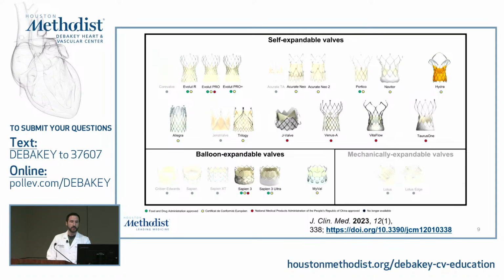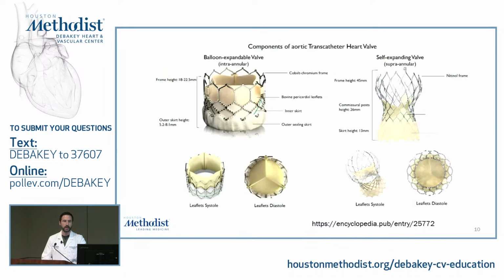TAVR valves come in two main kinds. You have your self-expandable valves, which are placed supra-annular, so the leaflets open above the annulus. And then you have your balloon expandable valves, where the leaflets are at the annulus. I'll show you a picture. So these are the two main components of TAVR valves.